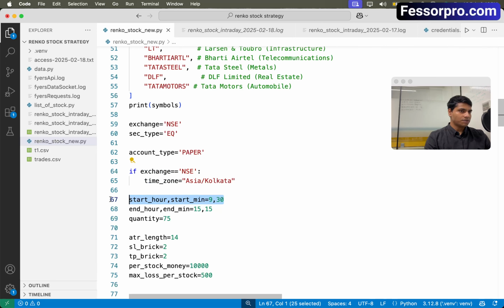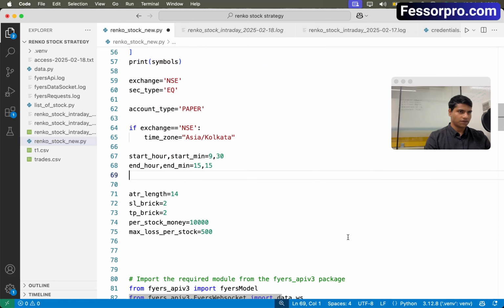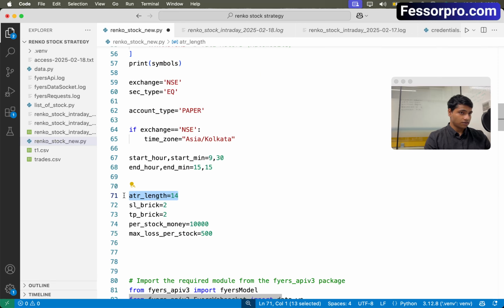Now the start time is 9:30, end time is 15:15. Quantity you can remove because for each stock the quantity will be different. Then we have ATR length. So we are going to use the 14 period ATR to calculate the ATR. SL brick, SL means stop loss brick. Then we have take profit brick. We have per stock money and maximum stop loss.